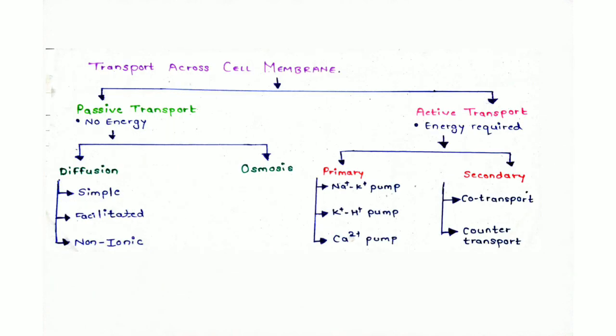In the next video, we'll talk about secondary active transport and its types, co-transport and counter-transport.